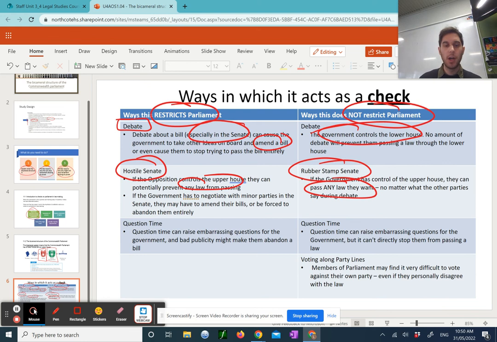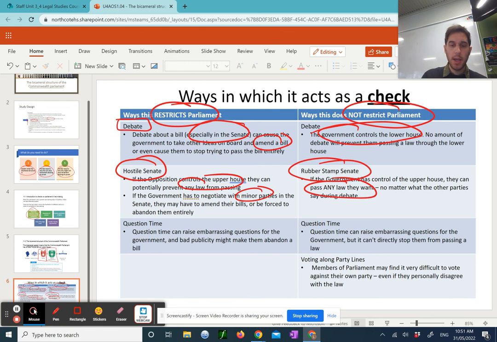But a more common scenario is the government has to negotiate with minor parties or independents in the Senate, and they have to take their views into account and maybe amend their legislation a little bit. And so they're still able to pass laws, but if they're trying to pass something that we perceive as an abuse of power or corrupt or something, then the Senate usually does a pretty good job of being able to shut that down by forcing them to negotiate with the opposition or the minor parties.